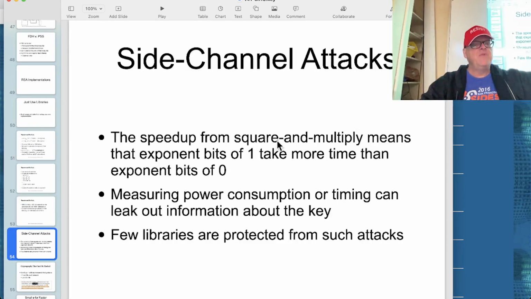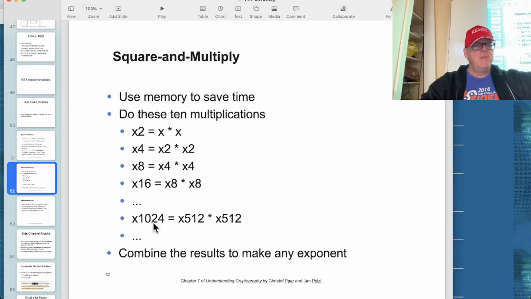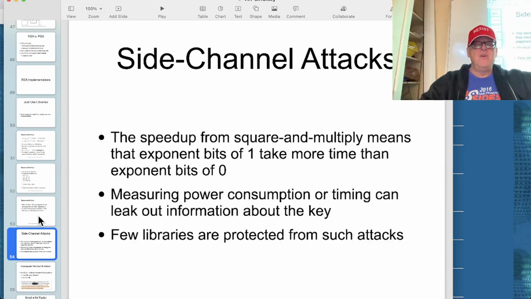Now, the speed up from square and multiply means, if you think about it, you're going to combine some of these numbers. Wherever you're going to just write down the key in binary, and wherever you have a 1, you include that. Wherever you have a 0, you don't include that. So if the key only has like 4 ones, it'll calculate really fast and only do 4 of these. If the key has 500 ones, it'll take much longer. So the actual number of multiplications done tells me how many ones there are in the key. And that affects the time it takes.